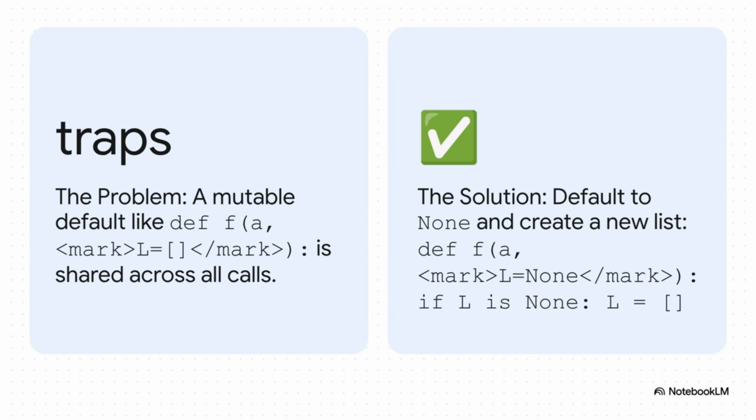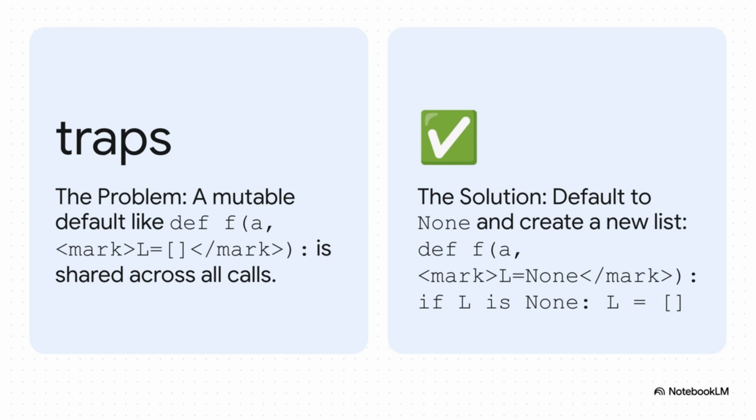But first, a huge warning. This is a classic gotcha. The default value for an argument gets evaluated only one time, right when the function is first defined. So if you use something mutable like a list, every single call to that function will be sharing and changing the exact same list. It leads to some really weird bugs. The solution, the right way to do it, is to default to None and then create a new list inside the function if you need one. Trust me, learning this is a rite of passage for every Python developer.